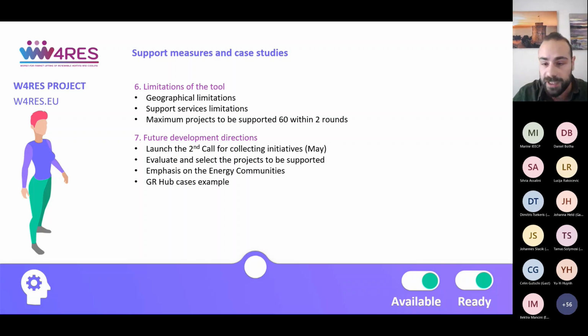And a very, very good example for that is the Greek hub of W4RES, where we are currently supporting 2 initiatives, and both of them are energy communities. We are supporting NEWCOMERS, which is the first energy community and is based in Thessaloniki, and we are also supporting Attica Energy Community, which is based in the Athens region. Both of them are building solar panels, and we are providing them business support.